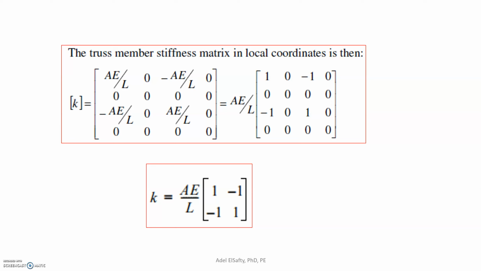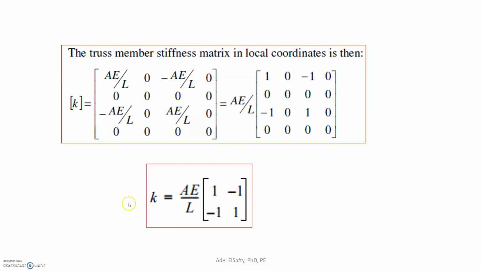So we need to establish the stiffness matrix of the member, and that will be force equals K times delta. This is one specific case that we're having. It can be ideally 4 by 4, which is 4 degrees of freedom, or it will be reduced to 2 by 2, as you can see right here, because the rest are zeros. This is a truss member stiffness matrix in the local coordinates.